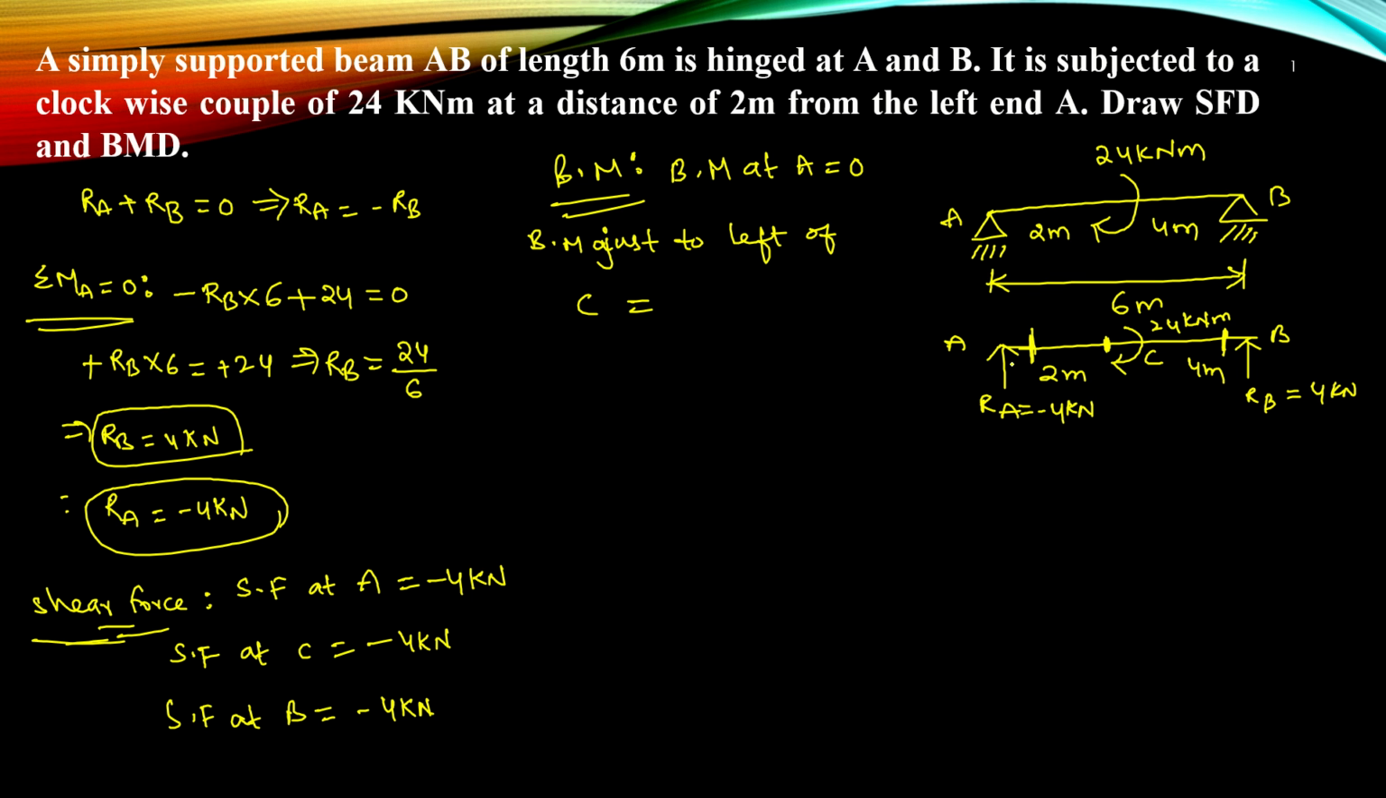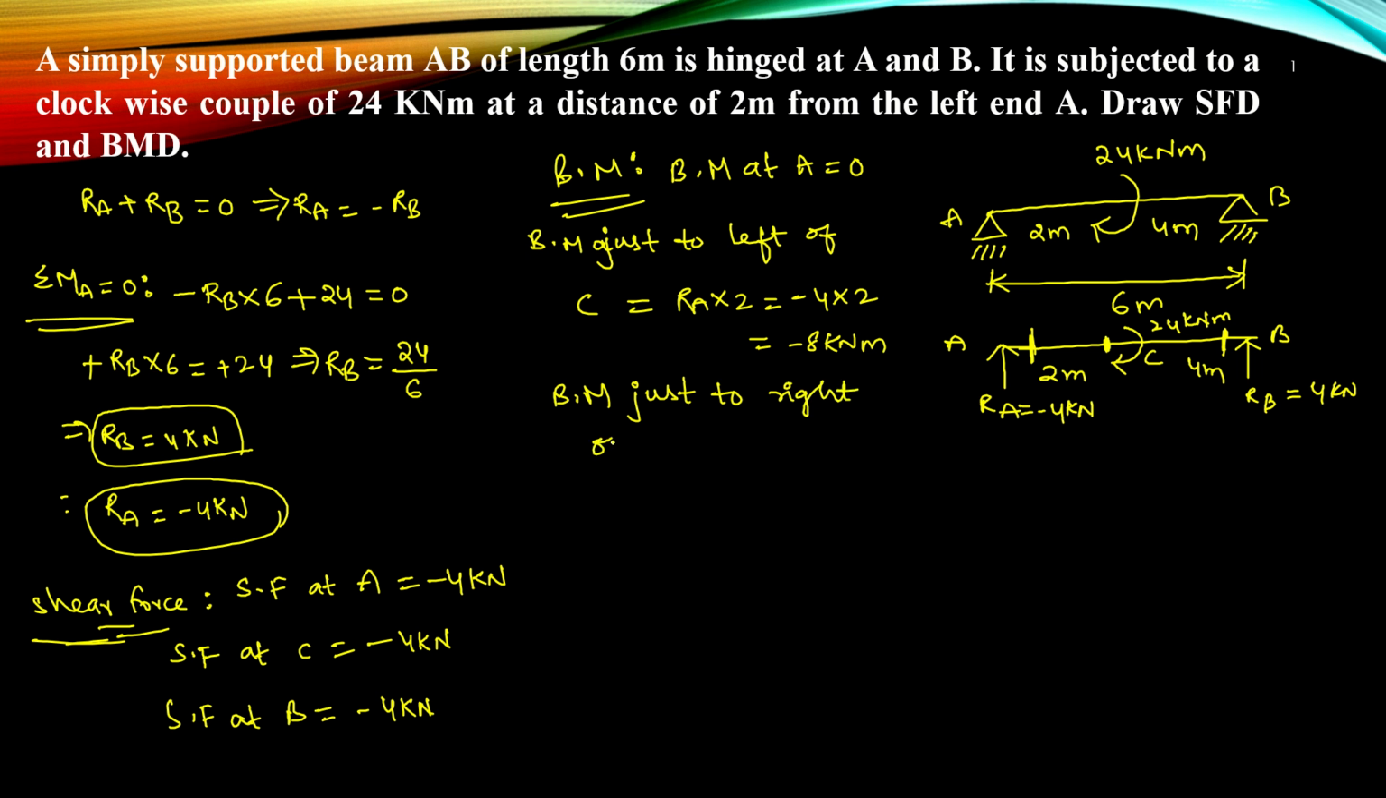RA is acting in the upward direction, so it will create a positive bending moment into 2. So it is plus RA into 2, because it's a positive bending moment, but RA value is -4. So minus 4 into 2 is minus 8 kilonewton meter. Now I will calculate bending moment just to right of C.